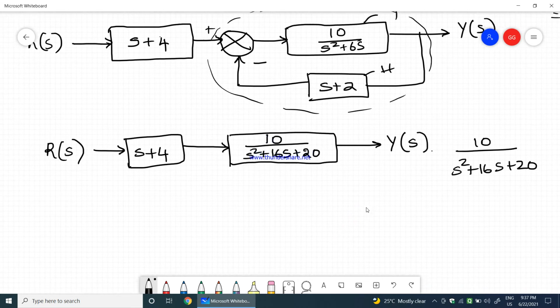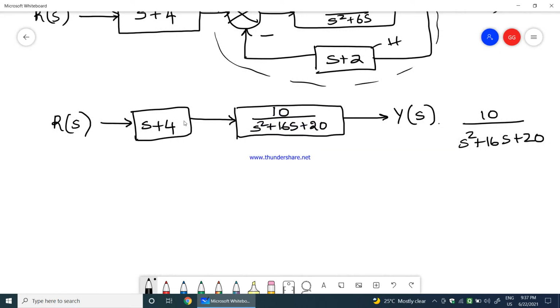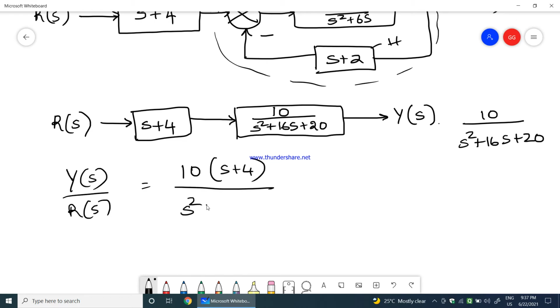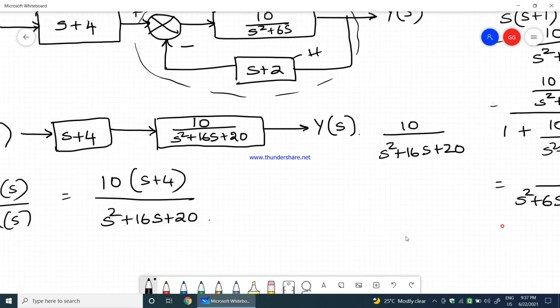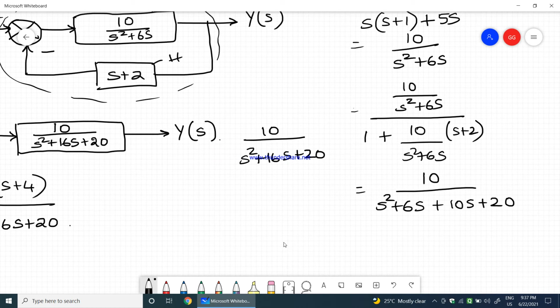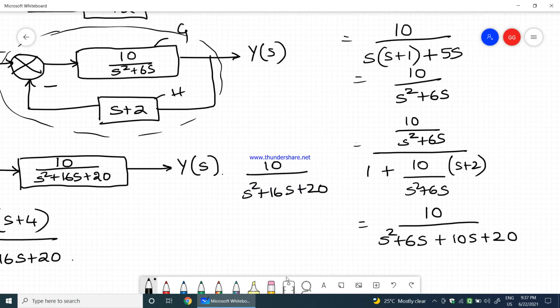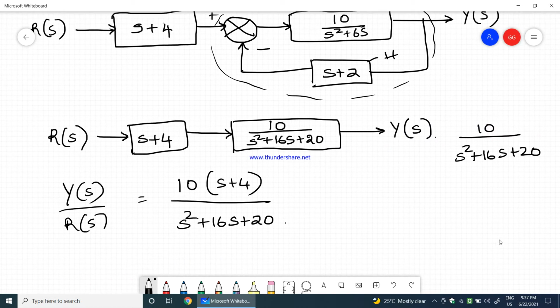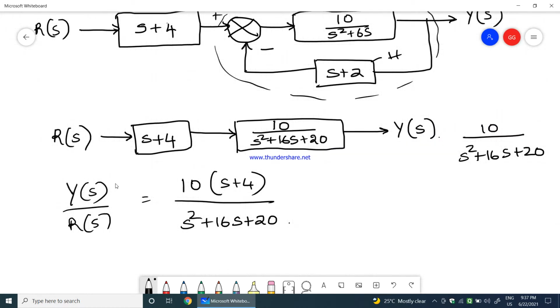Okay. Now finally you see these both are in series, therefore the total Y of s by R of s is equal to 10 into s plus 4 divided by s square plus 16s plus 20. Okay, so this is the final transfer function that we get for this particular problem when input N of s is equal to 0.